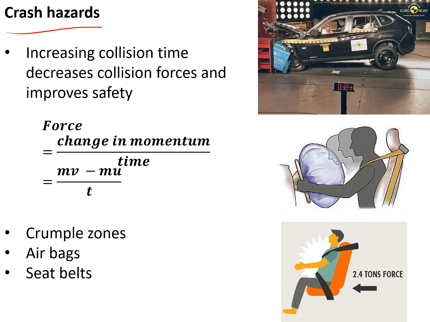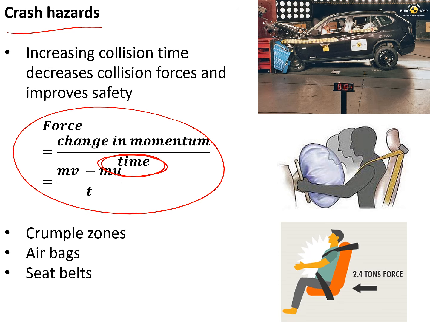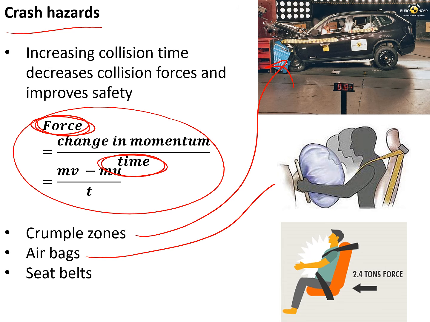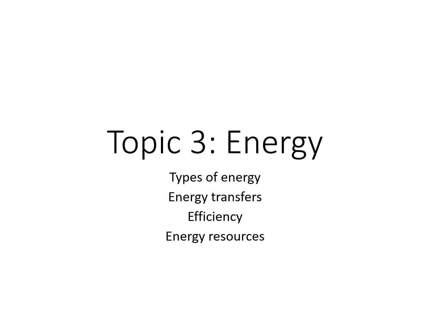Crashes are dangerous because they create large forces which can injure people. So to improve car safety, we take advantage of this equation here, force equals change in momentum divided by time. If we can increase the time, we decrease the force, which makes cars safer. So we can increase the time a collision takes by using crumple zones, which crumple up, by using airbags, which give way when our head hits them, and using seat belts, which stretch slightly during an accident.